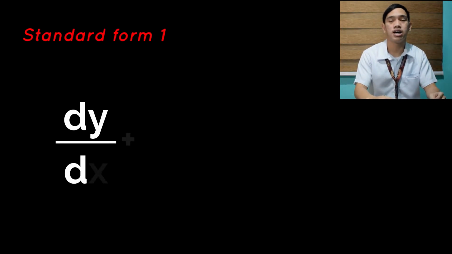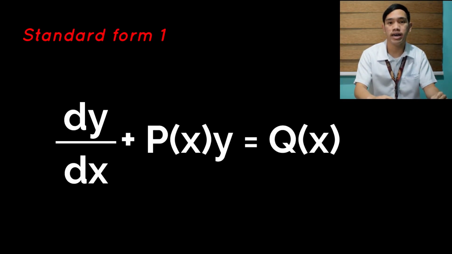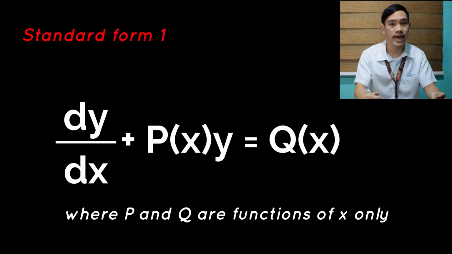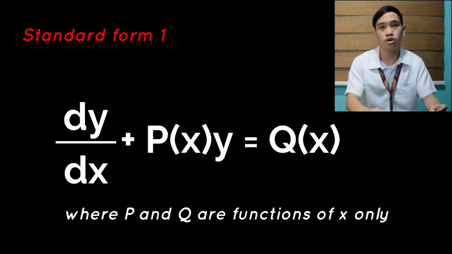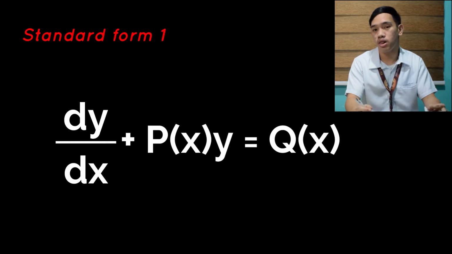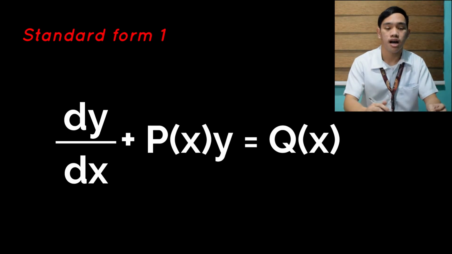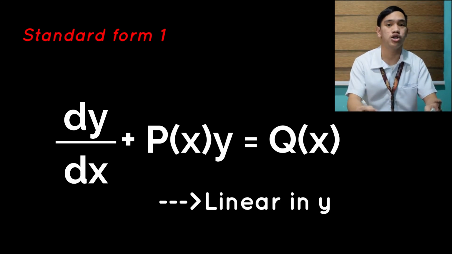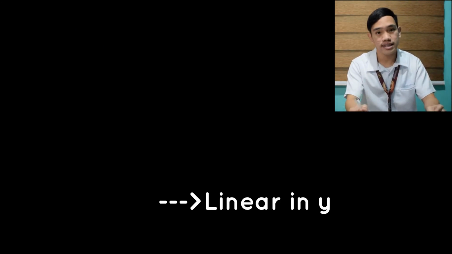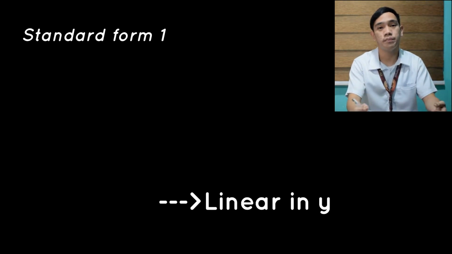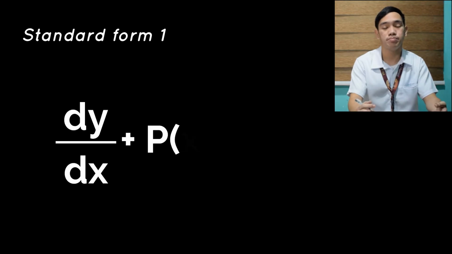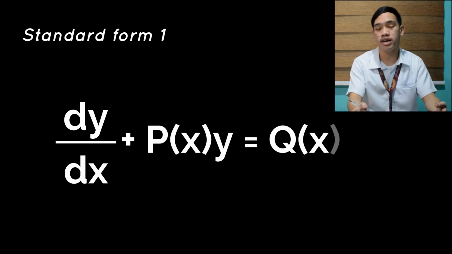The first form is dy over dx plus p of x multiplied by y equals q of x, where p and q are functions of x alone. Dito sa form na ito, y yung dependent variable and x yung independent variable. And if we could rewrite a DE into this form, we can say that the differential equation is linear in y. Again, linear in y, standard form of dy over dx plus p of x multiplied by y equals q of x.